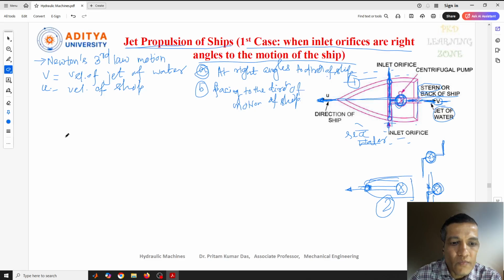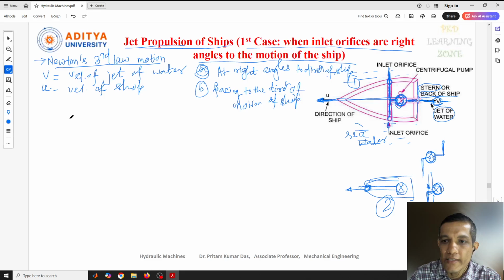Okay. So as I told you, this is the total explanation about the ship and the directions and about the pumps, and how it exerts a reaction force on the ship as per Newton's third law of motion. So now our duty is to find out what force is exerted, actually what is the propulsive force exerted on the ship.